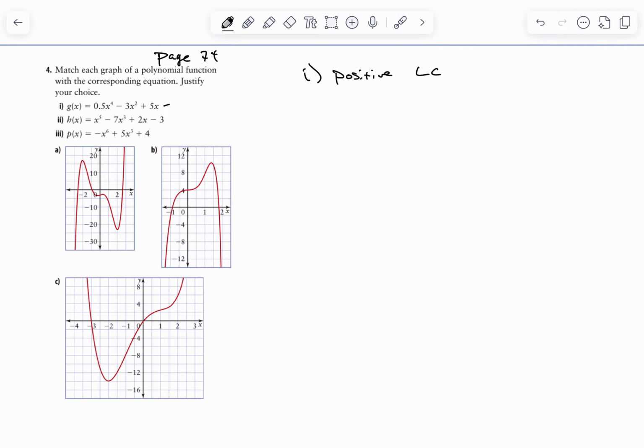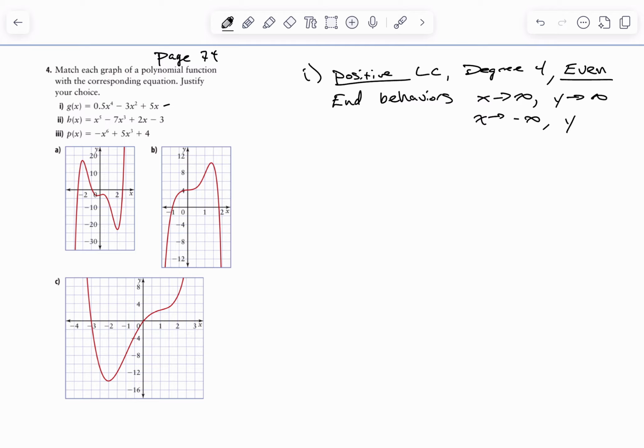It looks like the degree is 4, and so it's going to be an even function, which must mean that the end behaviors match. Okay, and so positive leading coefficient must mean if I'm even, as x goes to infinity, y is going to go to positive infinity, and as x goes to negative infinity, y is also going to go to positive infinity. So that's probably enough. I can go look at my list, okay?